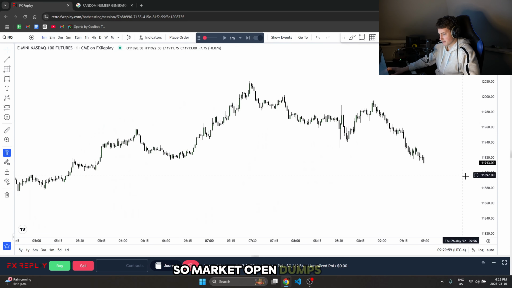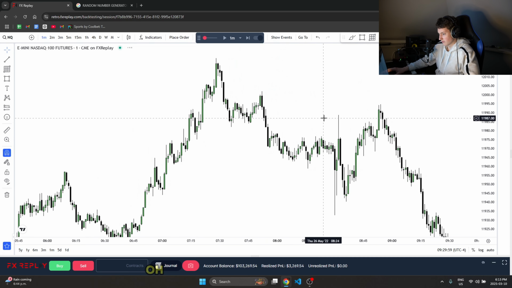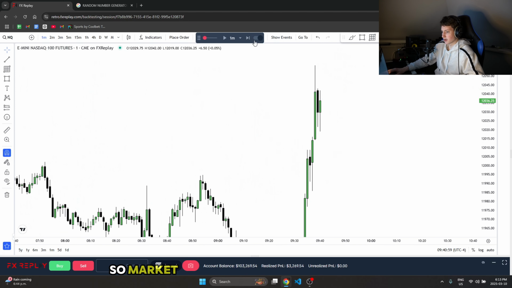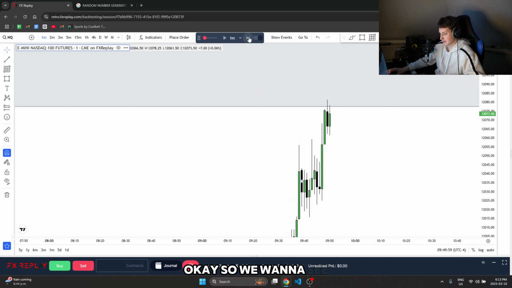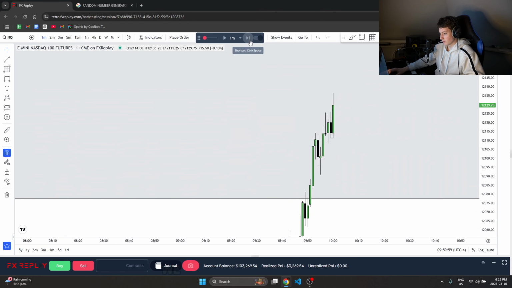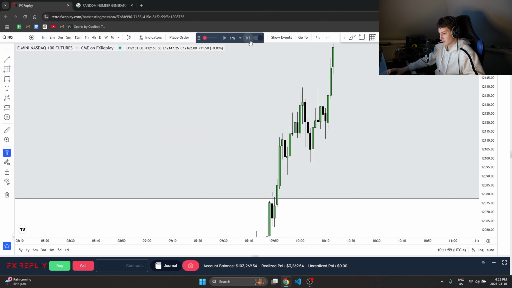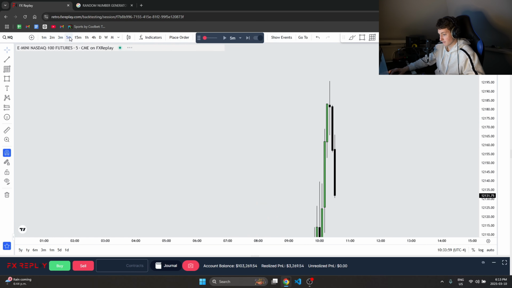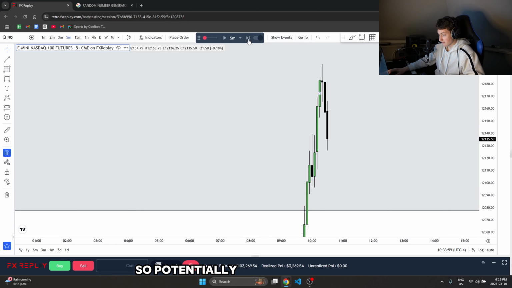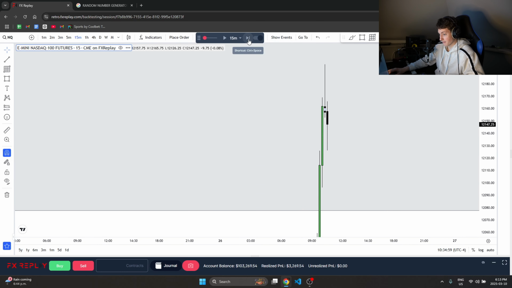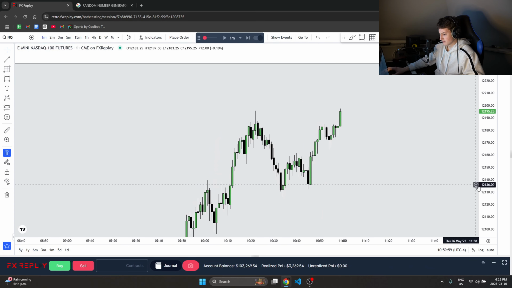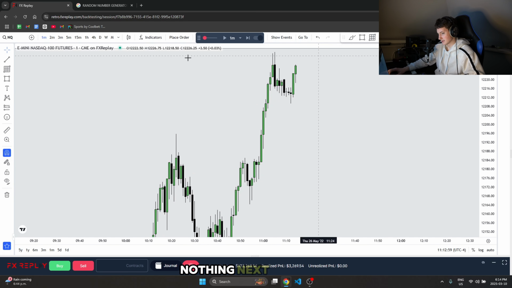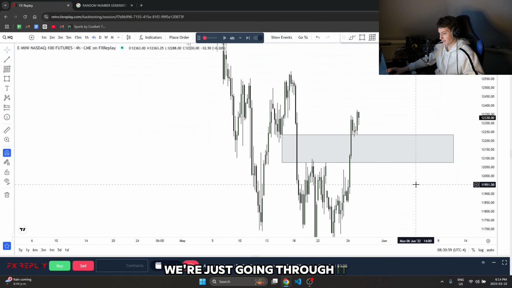So market open dumps us. Ooh, may have missed a setup there. That's okay. So market opens ripping, that's a good thing. Okay, that's what we want to see. We want market open to rip for us to get a manipulation to the downside. So potentially 5-minute setup here. No. And it's 11. Not really expecting anything. Nothing. Next day open. We're just going through it.